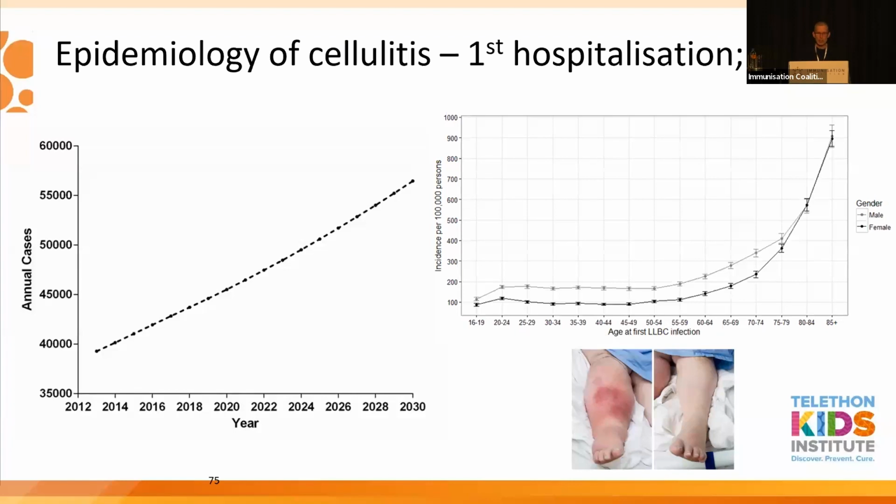And again, you can look at the incidence rates for those first episode presentations, which show that, again, the older you are, the more likely you are to have to come to hospital with cellulitis. And by the time you get to your late 80s, your average incidence is 1,000 per 100,000 per year.